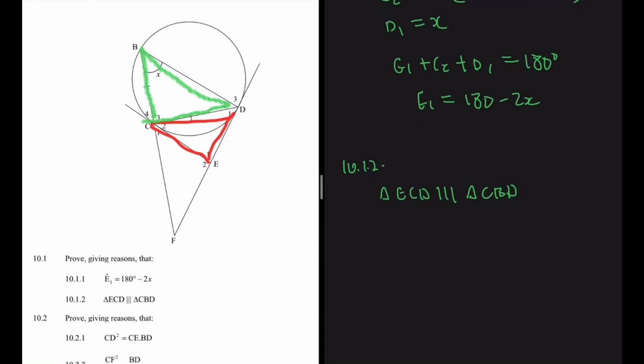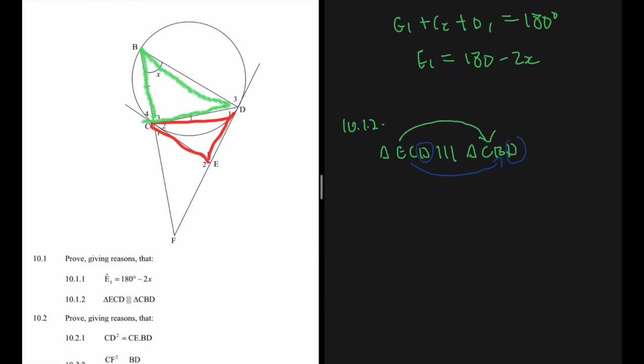The way the examiners name their triangles, they name them with respect to the angles that are equal. So angle E in triangle ECD should be equal to angle C in triangle CBD. And then angle C in triangle ECD should be equal to angle B, because it's the second letter of how they name the triangle. And then angle D on ECD should be equal to angle D on CBD, right?